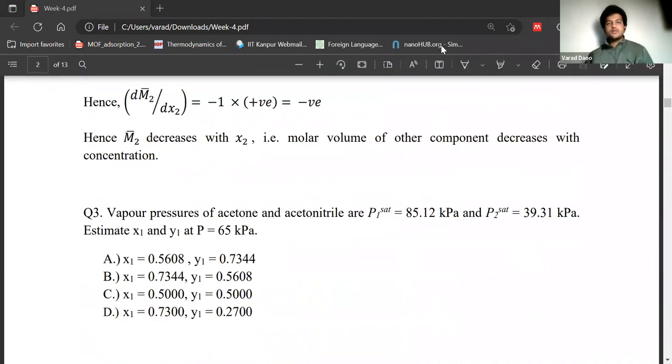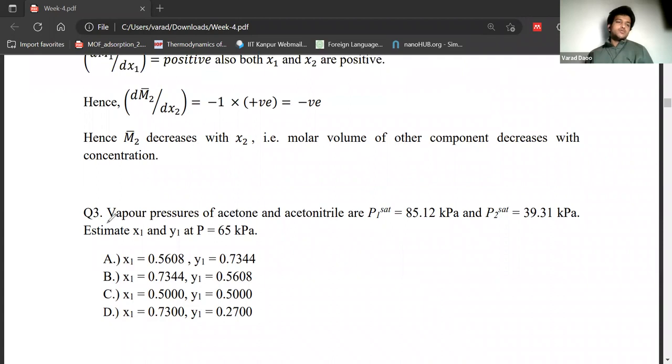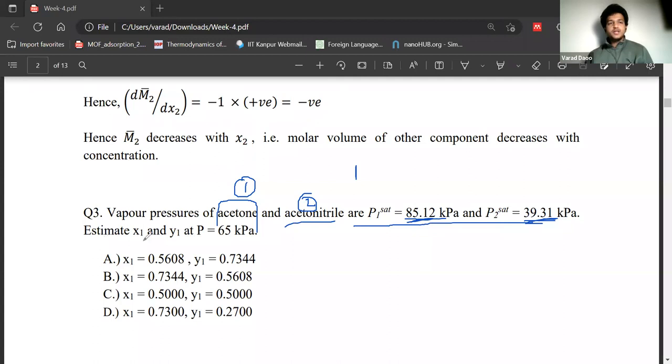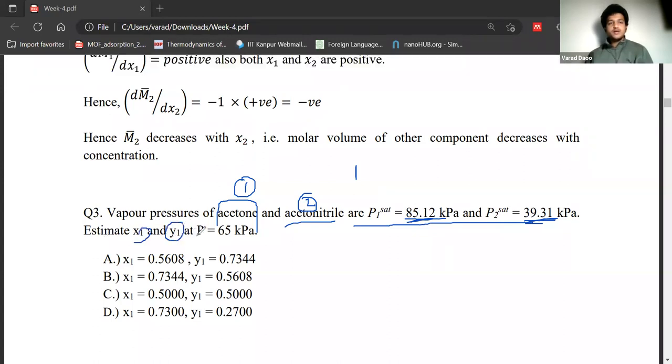So that is the next question. What are we given? We are given the vapor pressure of acetone and acetonitrile. Acetone is component 1 and acetonitrile is component 2. The vapor pressure of acetone is 85.12 kilopascal and the vapor pressure of acetonitrile is 39.31 kilopascal. With this information given, what we are asked to find is to estimate x1 and y1 at the total pressure of this.